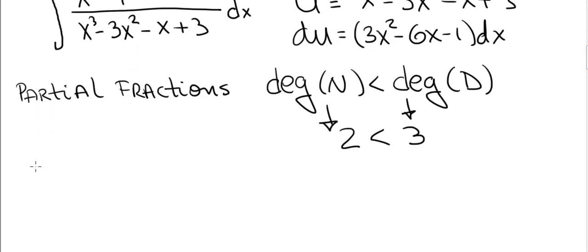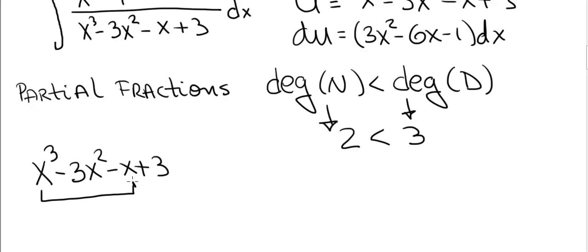So the key here is the polynomial in the denominator, x³ − 3x² − x + 3. It's a third degree polynomial, and any third degree polynomial can always be expressed as a product of a linear term and an irreducible quadratic term, or a product of 3 linear terms. We're going to show you how to break this polynomial down in 2 different ways.